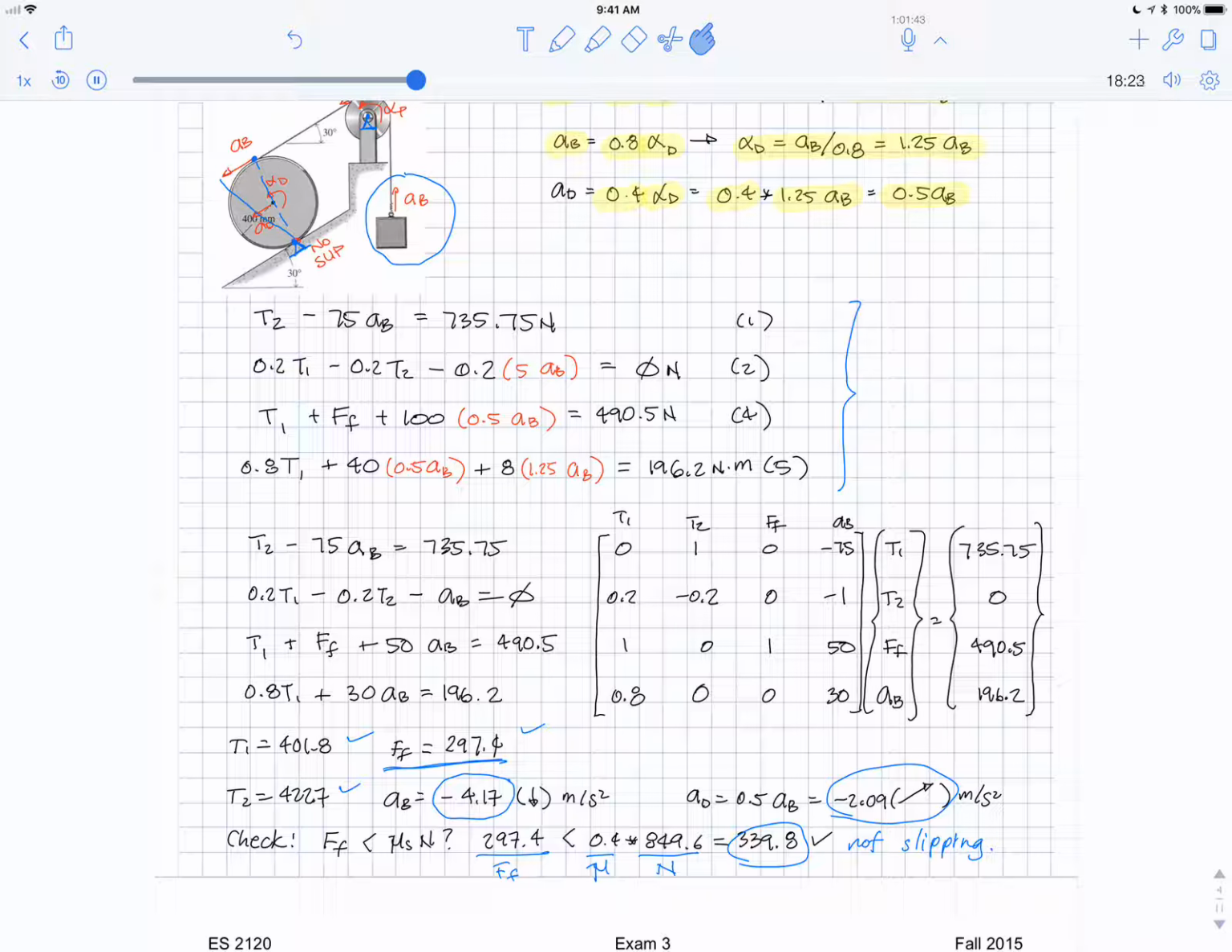Now, this next problem is slipping, but to illustrate how the process works, I'm going to assume it's not slipping, find out I'm wrong, and then redo it.